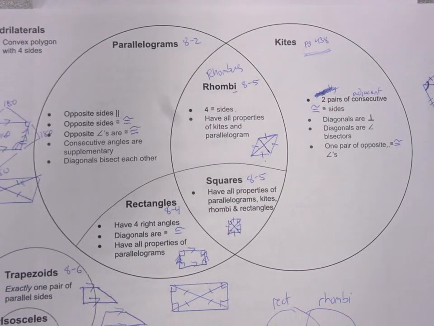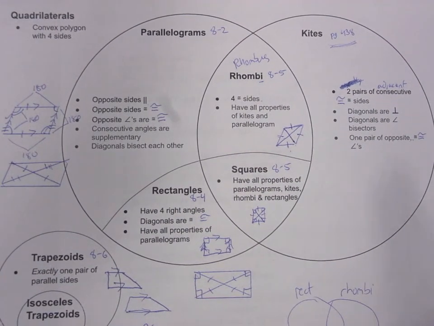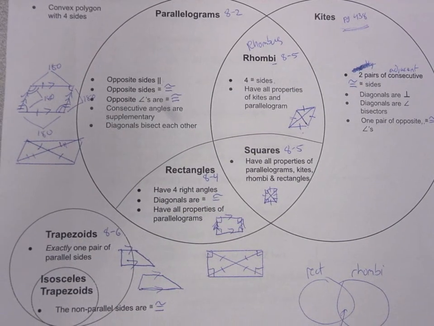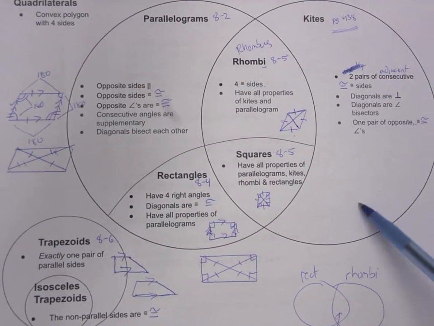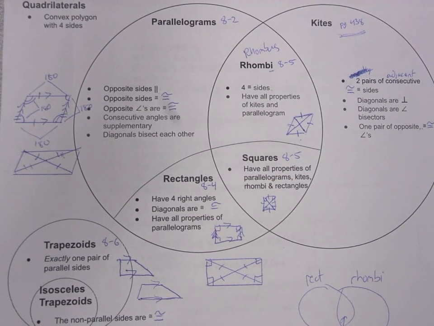Now the one I handed out in class didn't have all the bullet points. It had the circles, but it didn't have all the bullet points. If you want to print one of these out, you can. There's a copy of this in the assignment description.